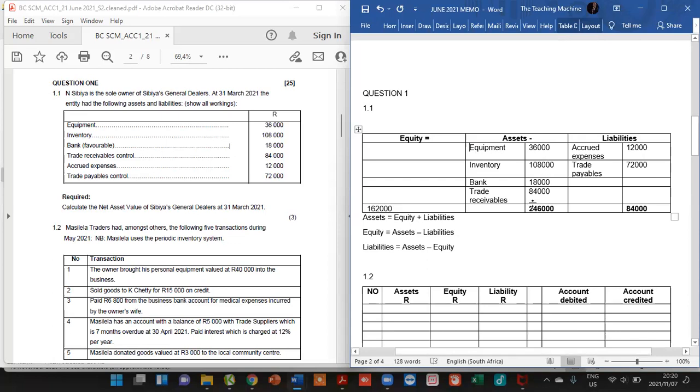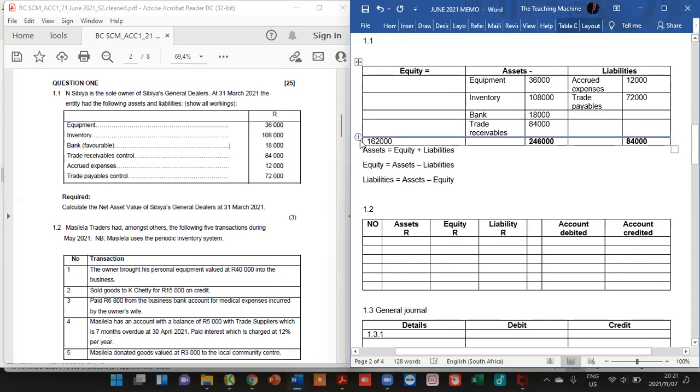And then we added the total of the assets. As you can see here, 36,000 plus 108 plus 18 plus 84, we got 246. The sum of liabilities gave us 84,000. We used this equation: equity equals assets minus liabilities. So 246 minus 84,000 equals 162. If you still have a question, you can just type in the chat box.